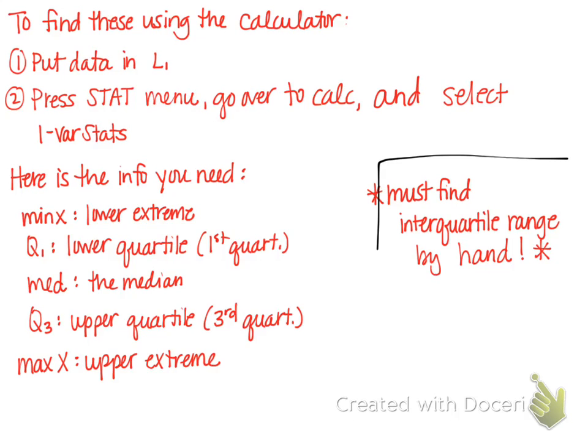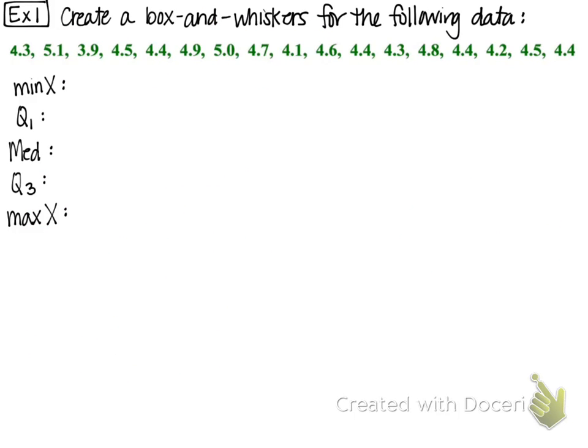Now, the only thing it doesn't tell you is your interquartile range. You must find that by hand, which is not hard. You just pick those two numbers out and you subtract them. So let's do an example. It says, create a box and whiskers for the following data. So first thing you need to do is go to Stat, Edit, and you're going to type in this data. So type this data in now and find the 5 numbers that we need from the printout from Stat, Calc, one variable stats.